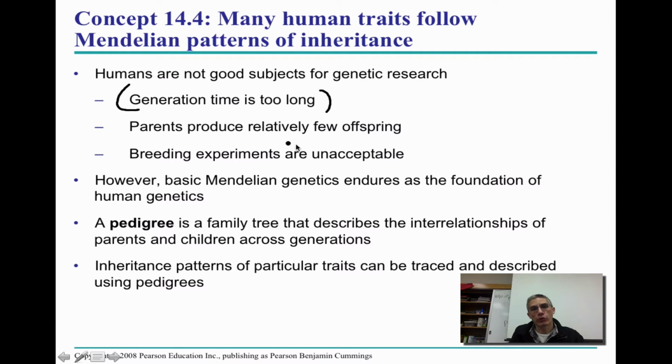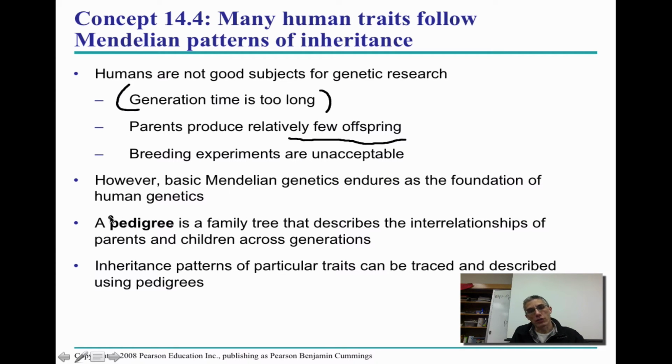The parents produce relatively few offspring. So what you get from your subjects can give us a little bit of information, but you need a larger sample size to really make definitive conclusions on what you're looking at. And of course, breeding experiments would be totally unacceptable when it comes to humans. However, basic Mendelian genetics endures as the foundation of human genetics because we're like any other organism on this planet. We do follow those patterns of inheritance.